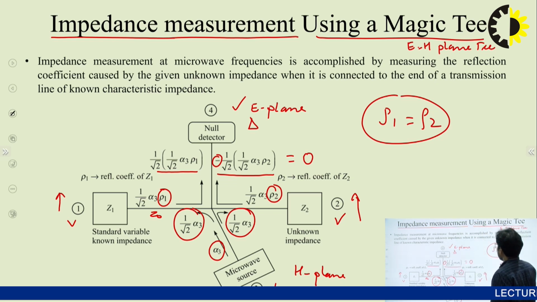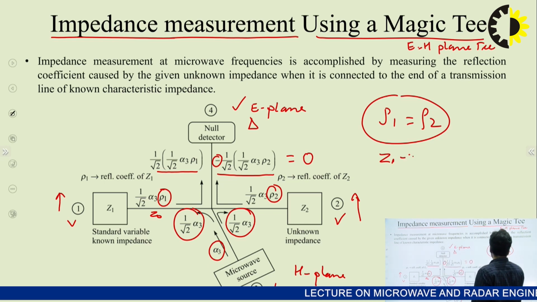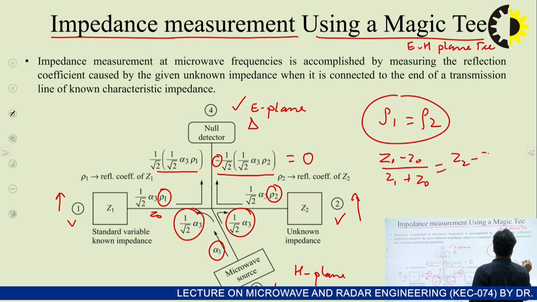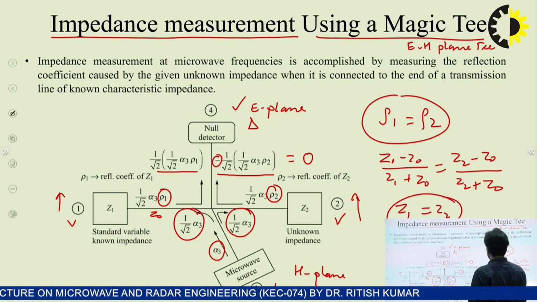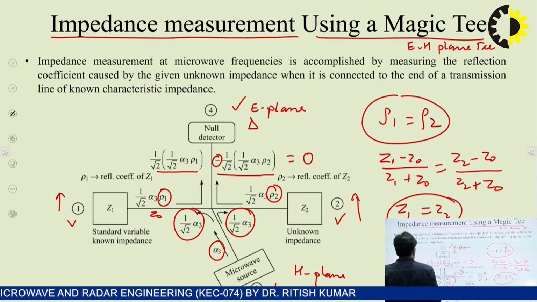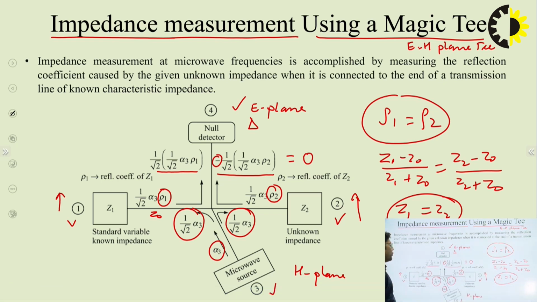Another condition, in terms of impedance, if I consider Z1 and Z0: Z1 minus Z0 divided by Z1 plus Z0 is equal to Z2 minus Z0 upon Z2 plus Z0. If you solve it, then you will get Z1 is equal to Z2. So if these two impedance values are approximately equal, then you will not get anything at port number 4.